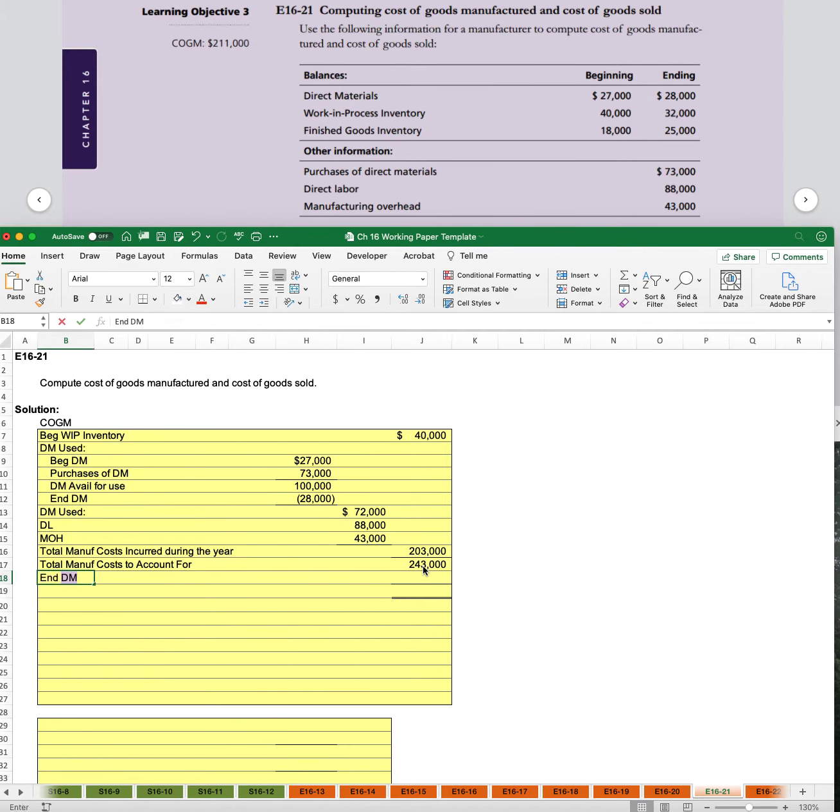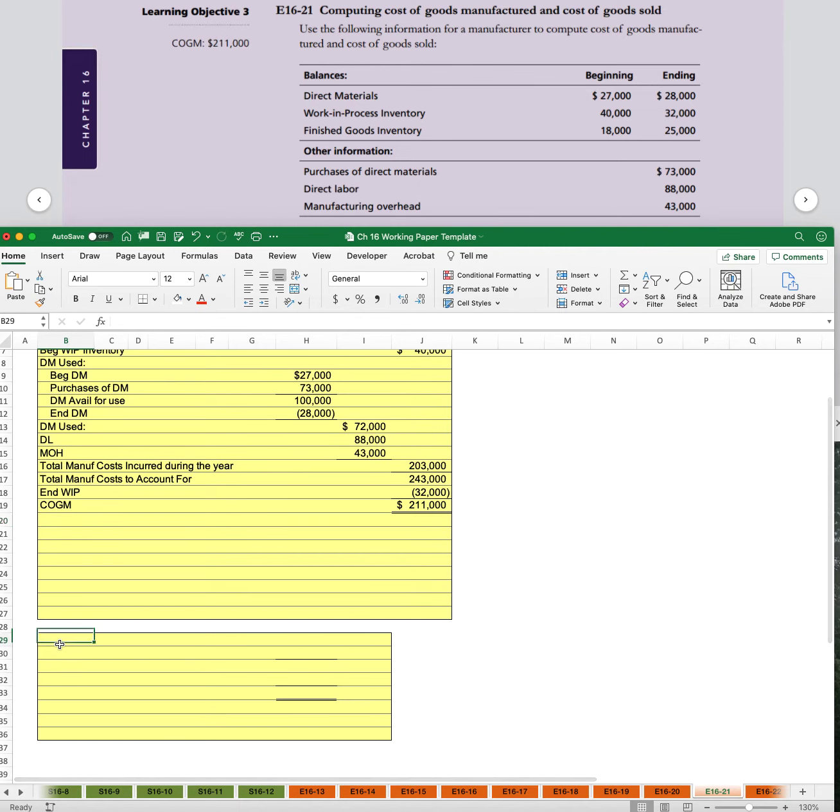Then we'll subtract out our ending WIP, which is 32,000, and this will be in the negative. And that's going to give us our cost of goods manufactured. And so this will be our total cost to account for, and we're going to say plus that ending WIP because it was reported in the negative, so it's really subtracting it out, which gives us 211,000. So we've completed cost of goods manufactured, and then the second part of this was to do the cost of goods sold.